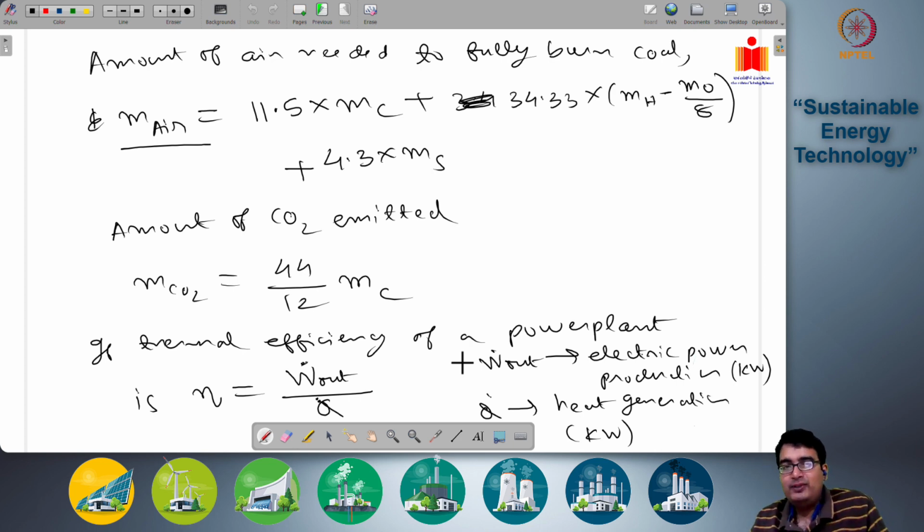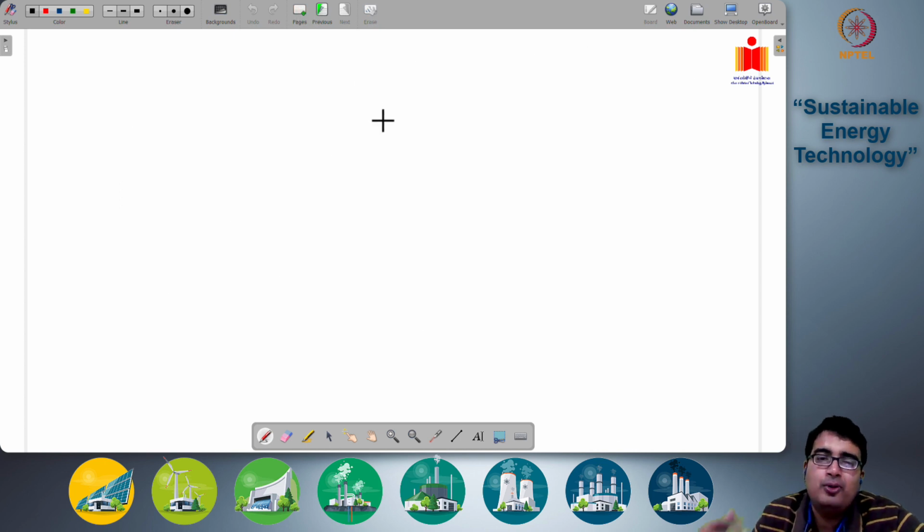So now that all of this is known, let us see how we can use these to create an example where we can solve the amount of pollution that is being generated by a certain power plant. Okay.